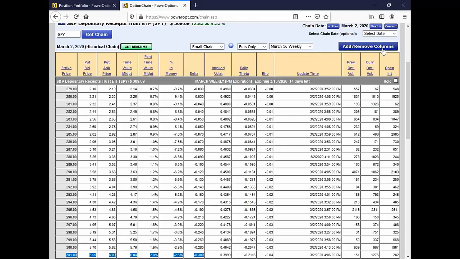I thought I added it. Hold on one second. I'm going to go into the add remove column section, and I'm going to go ahead and let me reorder the columns. Hold on, I'm going into a different window here. All right.